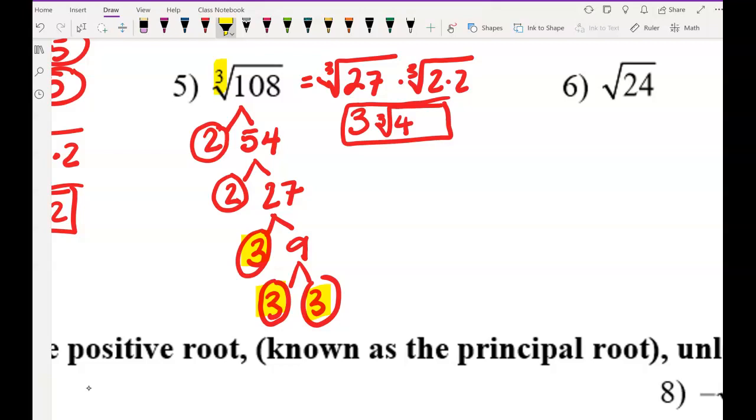Now, do me a favor and try example 6, okay? Once you're done, write your answer here and then box that up.